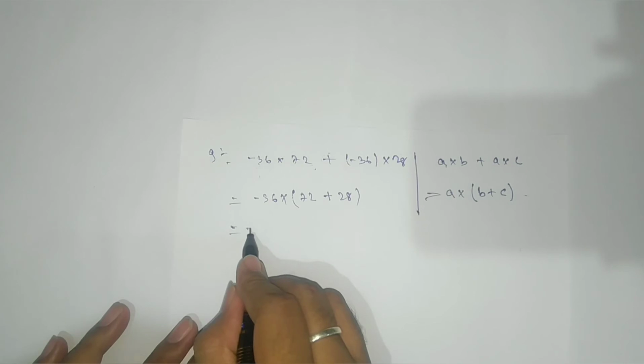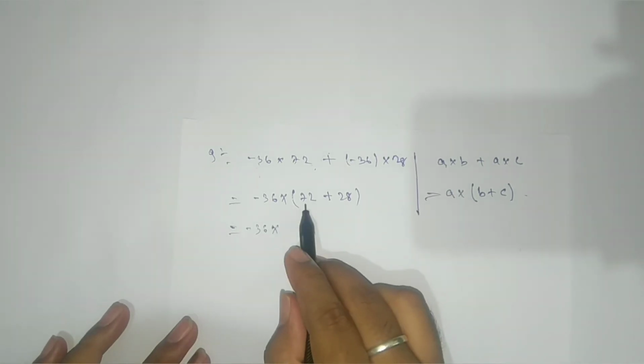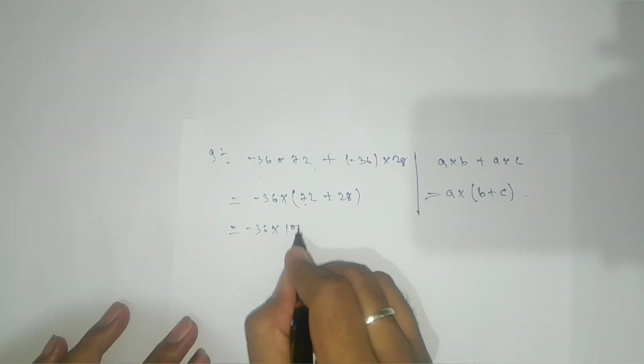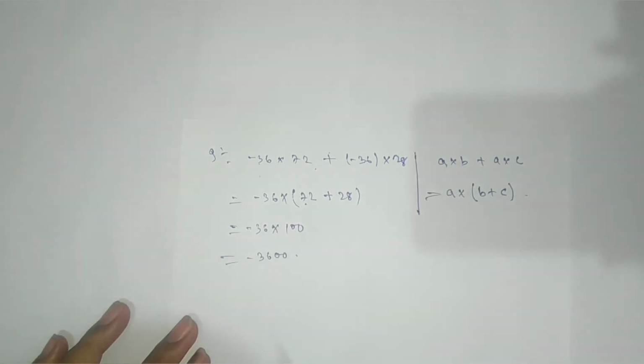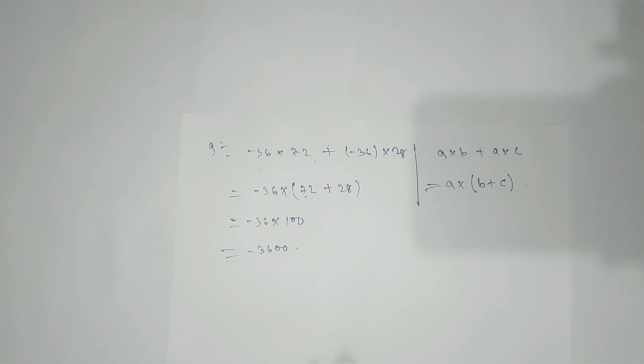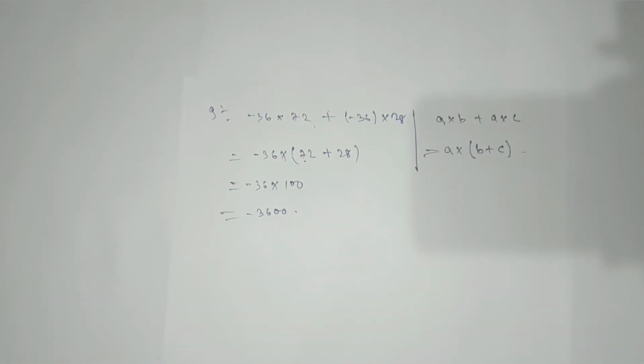Okay, now minus 36 into, if we add 72 plus 28, we'll get 100. And we know how to multiply with this one. Very simple. Minus 36 and 100, we'll take like this. So we don't have to do any calculation like that. Orally we can do it. So use this concept, it will be easy for you.